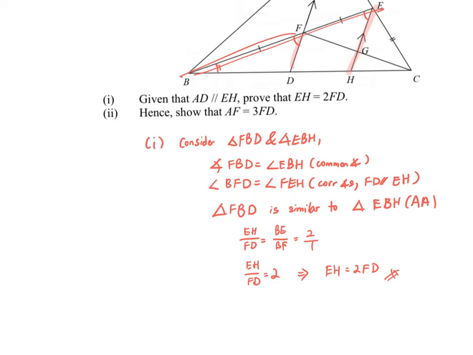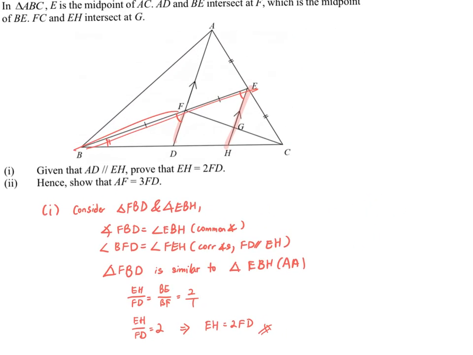For the second part, we're going to show that AF is equal to 3 times FD. Let's erase it and start over again. Again, we are looking at AF and we are looking at FD. So I'm looking at these two triangles, and since we have already used EH, we could also look at how we can link this to EH. So let's consider these two triangles.